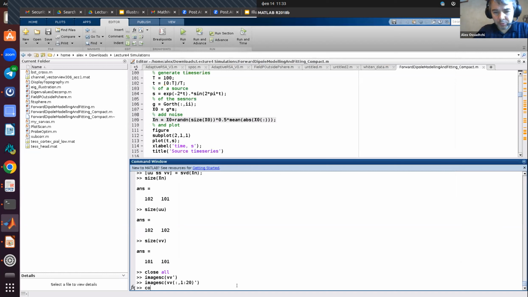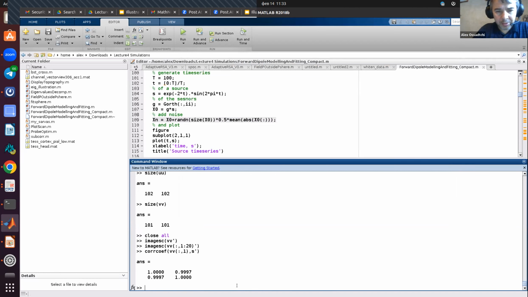If I, for instance, compute the correlation coefficient between V1 and S, I get 0.9997 correlation. So they're pretty much identical.